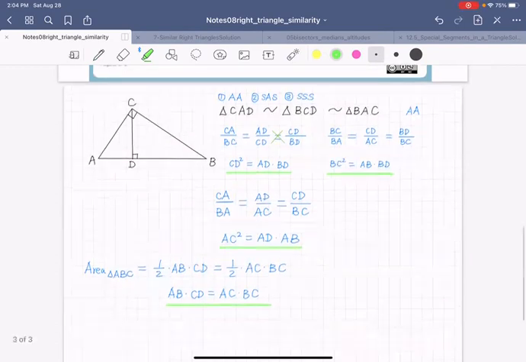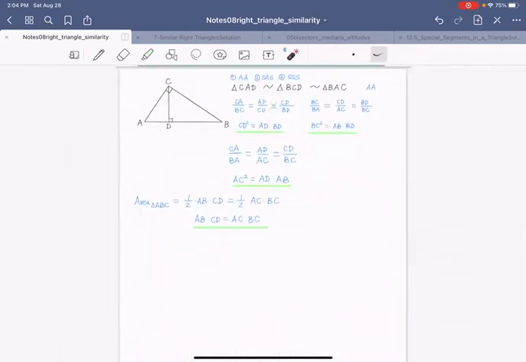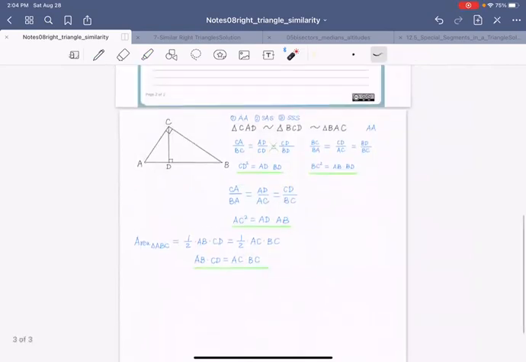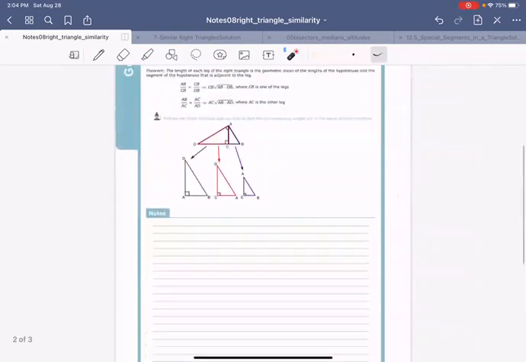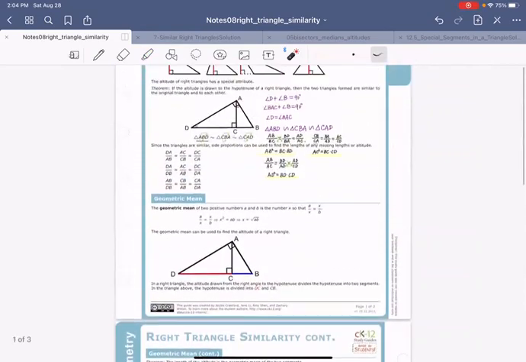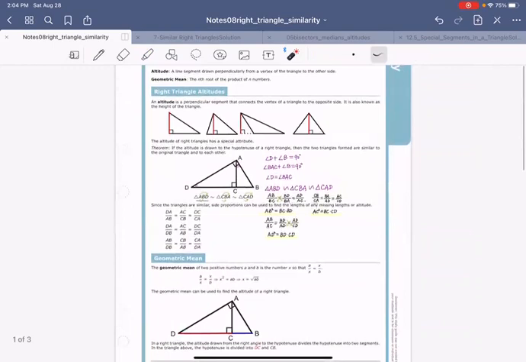We always know that the Pythagorean theorem is still working. Now let's go do the practice.